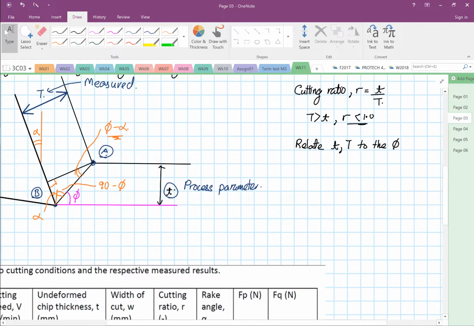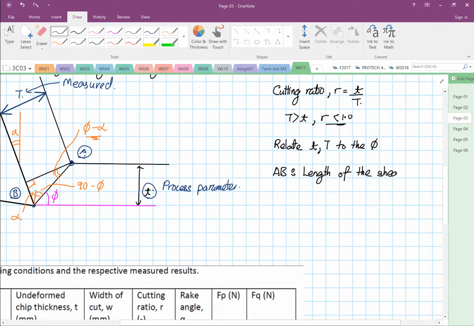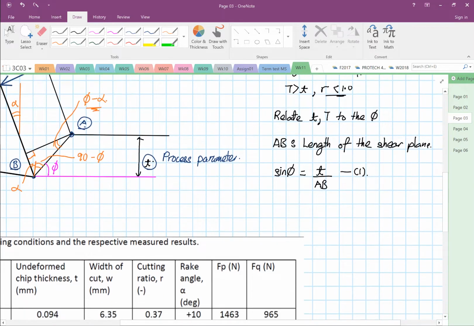So we are aware that AB is the length of the shear plane. So if we use sine phi, this is equal to small t over AB. So I would like to call this my equation number 1. Then we have cos of phi minus alpha. So cos of phi minus alpha is equal to big T over the length AB. Okay, so this is equation number 2.